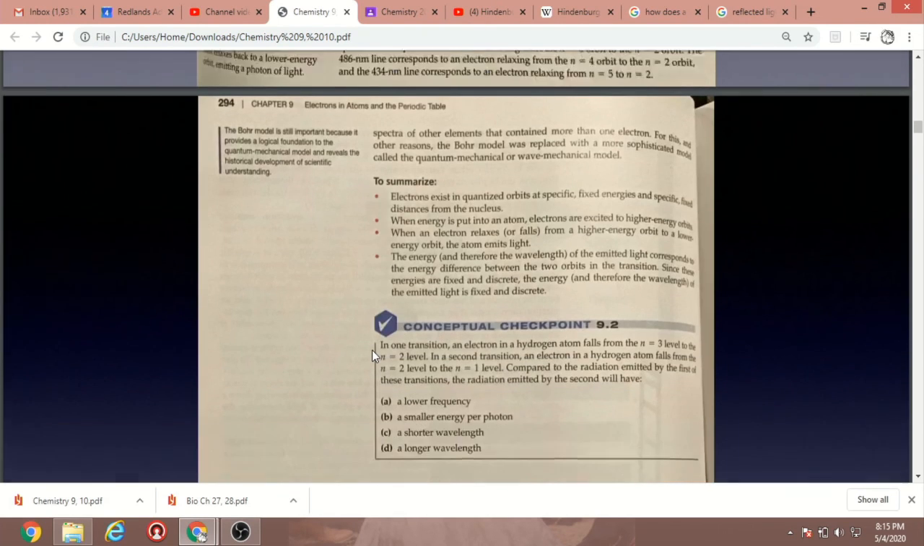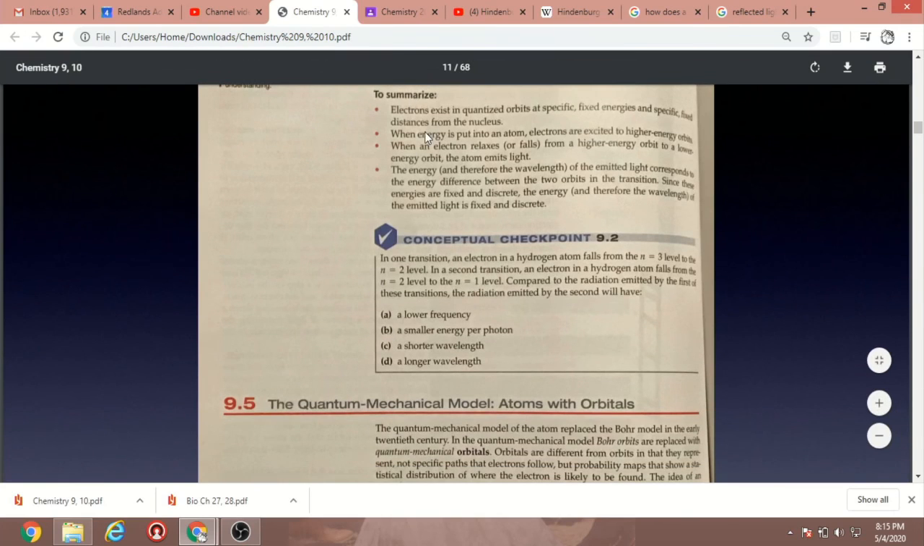But to summarize what we've learned in this video and in this lesson, remember that electrons exist in quantized orbits at specific fixed energies and specific fixed distances from the nucleus. Okay, when energy is put into an atom, electrons are excited to higher energy orbits, further away from the nucleus. When an electron relaxes or falls from a higher energy orbit to a lower energy orbit, the atom emits light. Because remember, light is energy. And you can measure that energy by the wavelength of light or the color of the light.